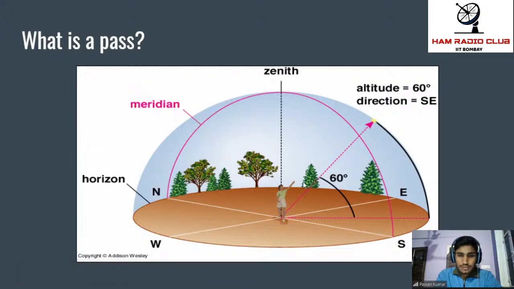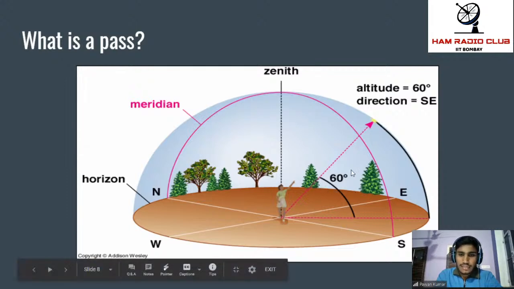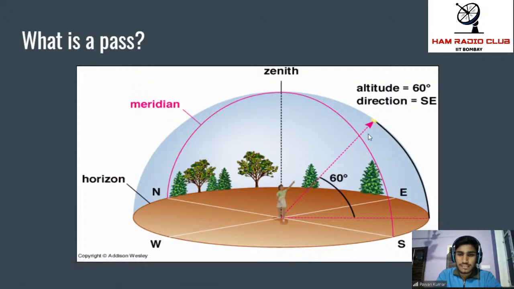So this is all about it. When we observe the satellite, we have to know about these things, and at this time the satellite is here. The angle between the line joining the ground station to the satellite and the horizon is called the elevation or altitude. So this is the elevation or altitude, the angle made by the satellite at a specific time.